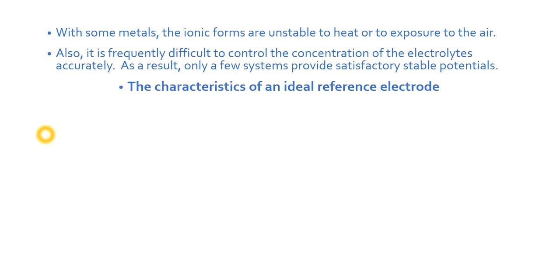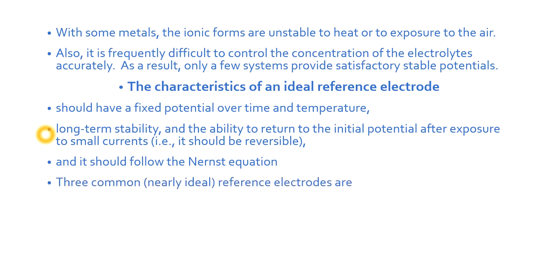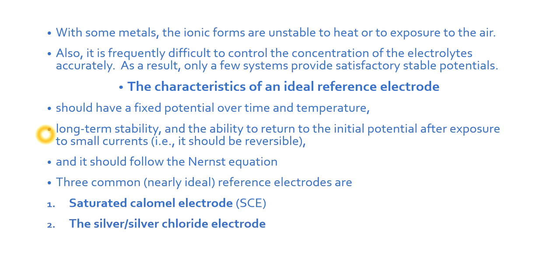There are some qualities for an ideal reference electrode. First, it should have a fixed potential with temperature and time. It should be stable for a longer time, and it should follow the Nernst equation. There are three reference electrodes that are nearly ideal: the saturated calomel electrode, the silver electrode, and the standard hydrogen electrode.